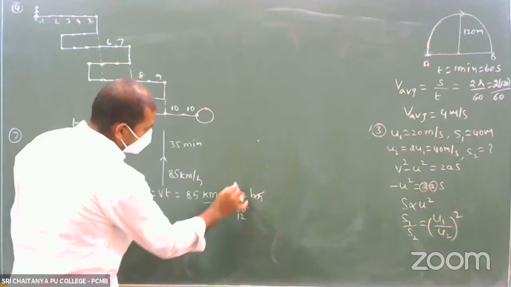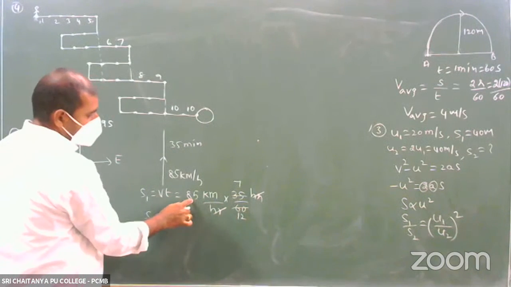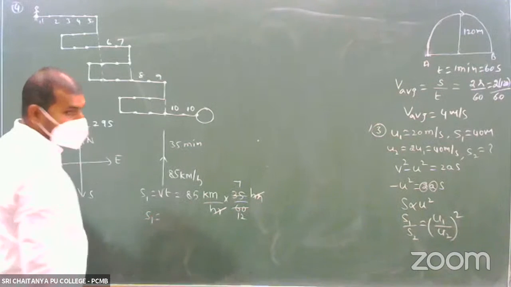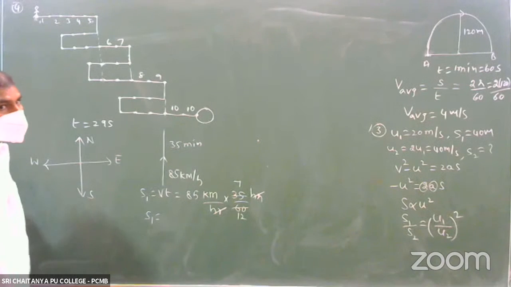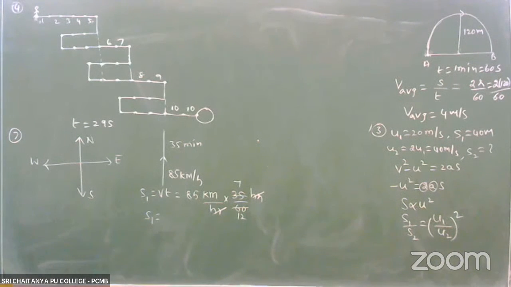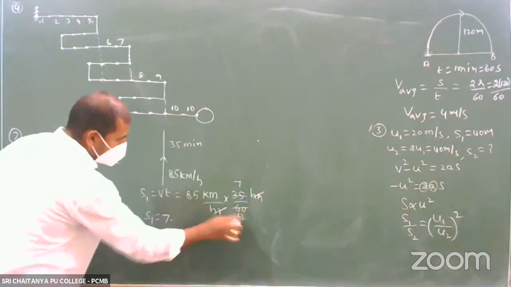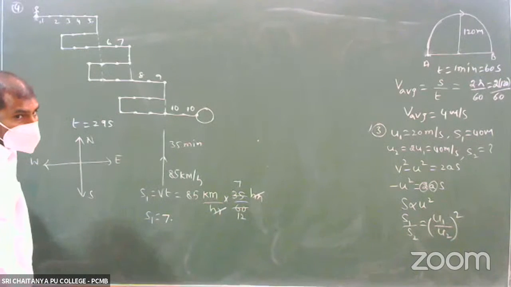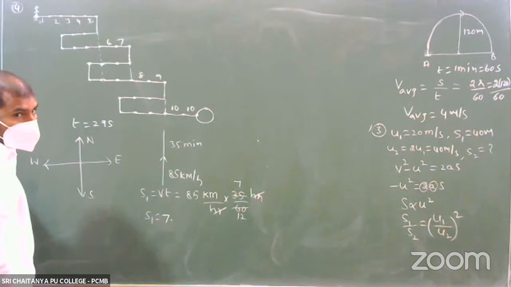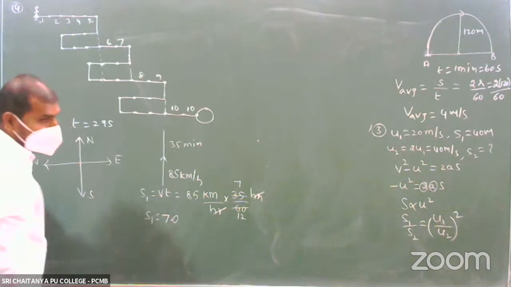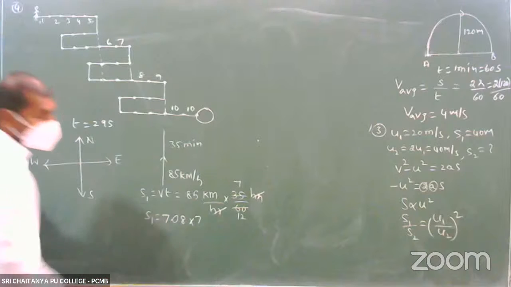85 by 12, how many times? 12 sixes 72. 12 sevens 84 or not? That is 7 point. 12 sevens 84. 85 is there. Again you should put one more 0. What you will get? 7.08. Calculate this.